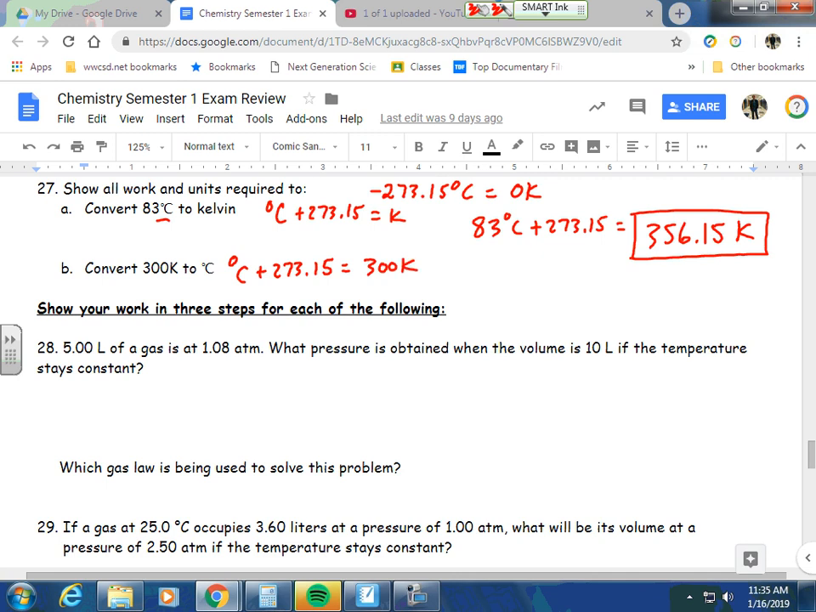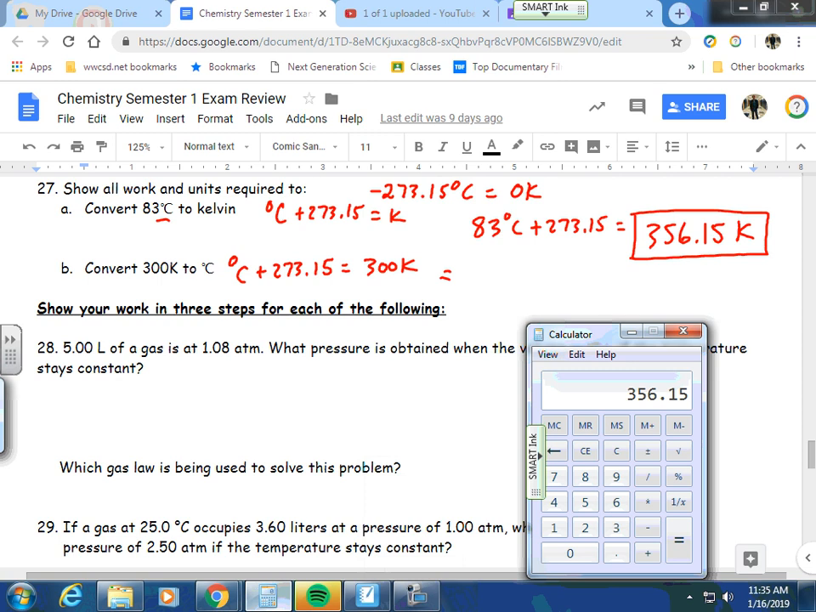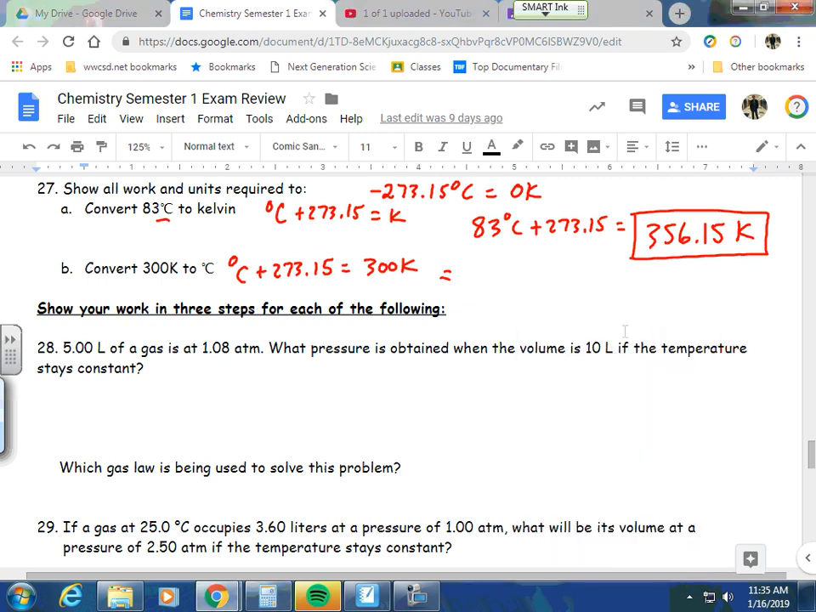Okay, so in this case, I'm going to have to subtract the 273.15 from 300 to find out how many degrees Celsius. So if I do that, 300 minus 273.15 is going to come out to be 26.85. And we are changing it to degrees Celsius.